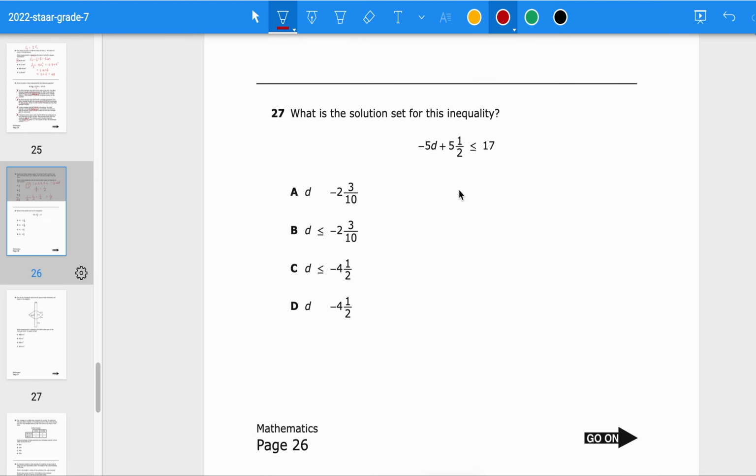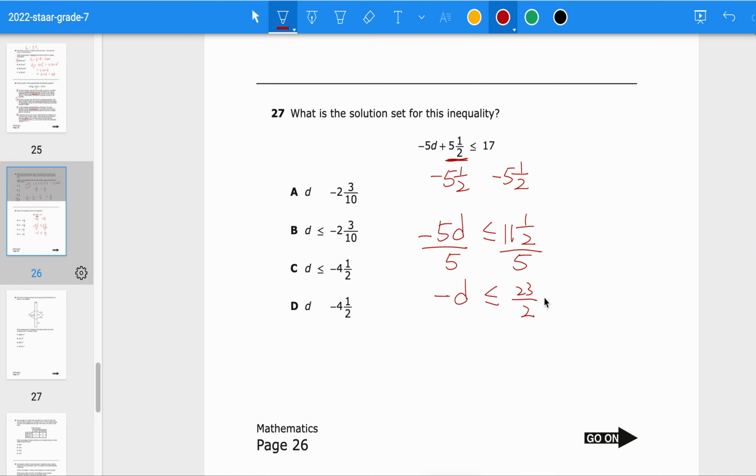27. Find the solution. So we can see the number is here. We need to get rid of this constant, so we subtract 5.5 on both sides. We have negative 5d on the left side, and on the right side we have 11.5. Then we need to divide by 5 on both sides. Let's see, we do 5 first, okay? We leave the negative sign here for now. So negative d is less or equal to 11.5, which is 23 over 2, right?